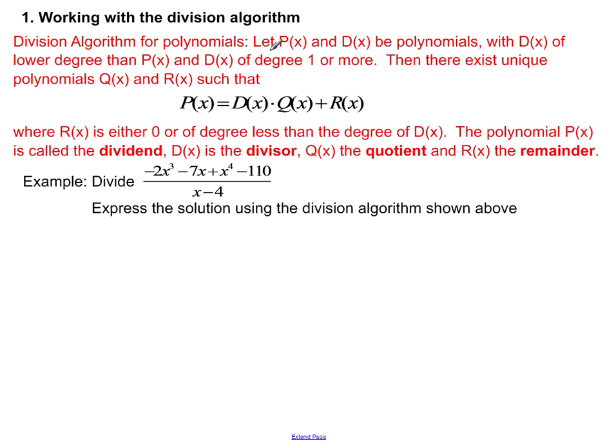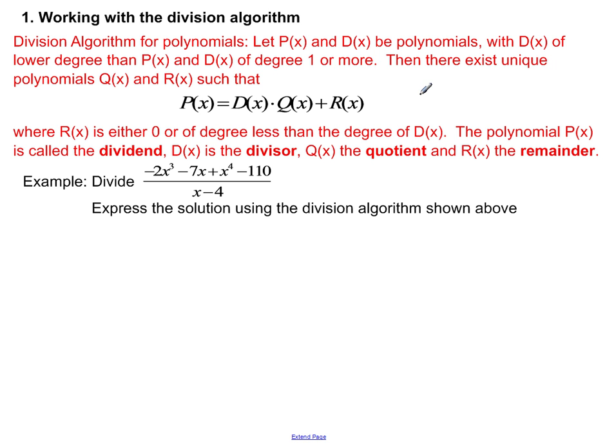And we're given this statement in the book. We're told to let p of x and d of x be polynomials, where d of x is of a lower degree than p of x, and d of x is a degree 1 or more polynomial. Then there exist unique polynomials q of x and r of x such that p of x equals d of x times q of x plus r of x, where r of x is either 0 or of a degree less than d of x. The polynomial p of x is called the dividend, d of x is the divisor, q of x is the quotient, and r of x is the remainder.